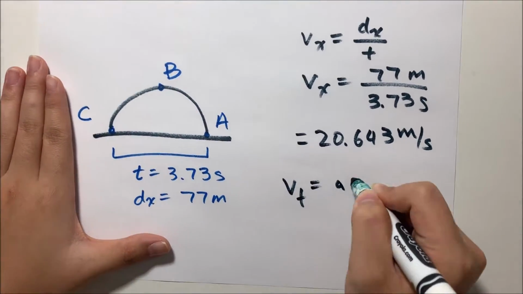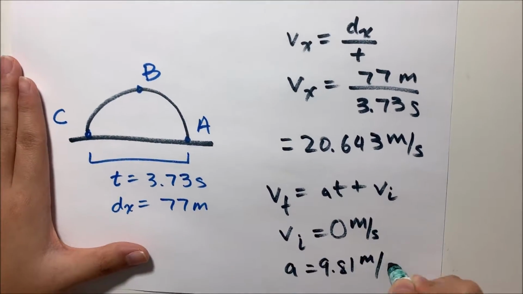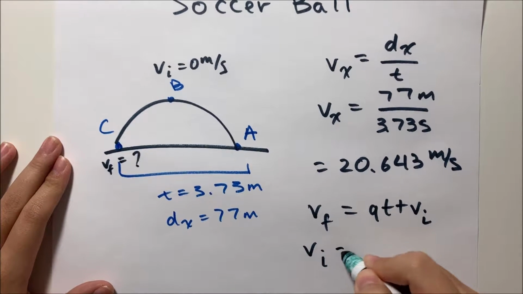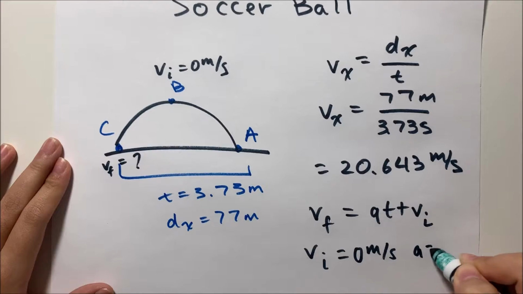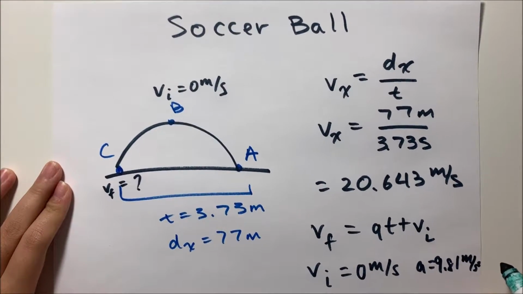To solve for the vertical velocity, we use this kinematic equation. Let's set the initial vertical velocity at point B and the final vertical velocity at point C. At point B, the ball is at its maximum height, so the velocity is 0. Since the ball is a projectile, the only force acting on it is gravity. The acceleration due to gravity is approximately 9.81 meters per second squared.